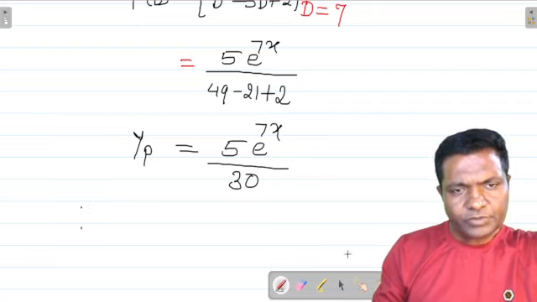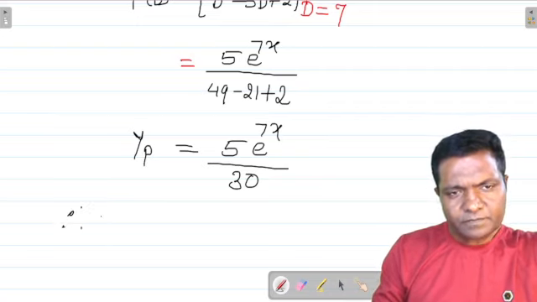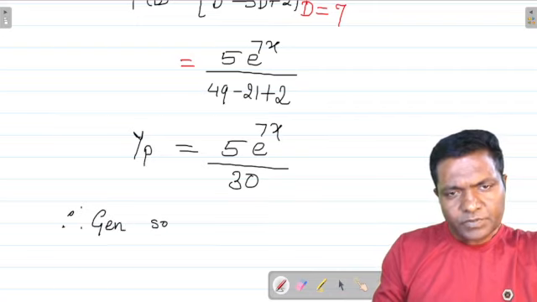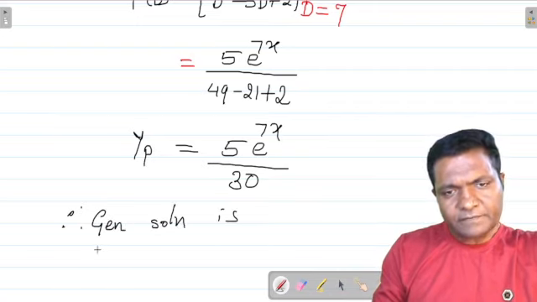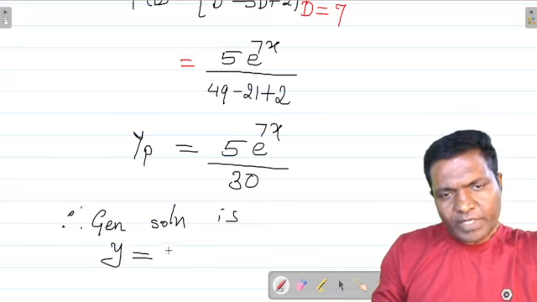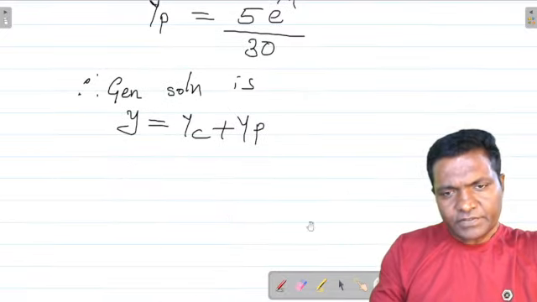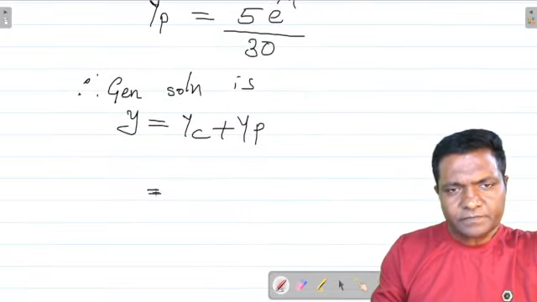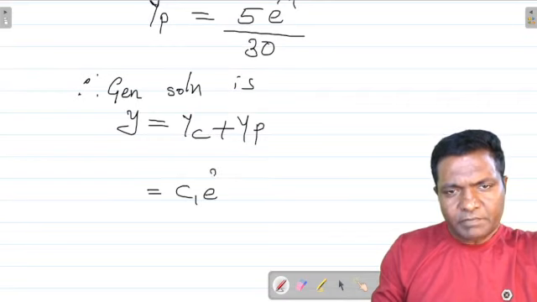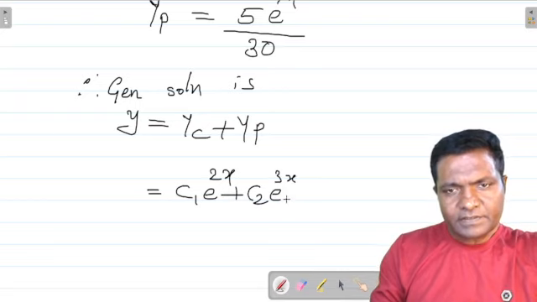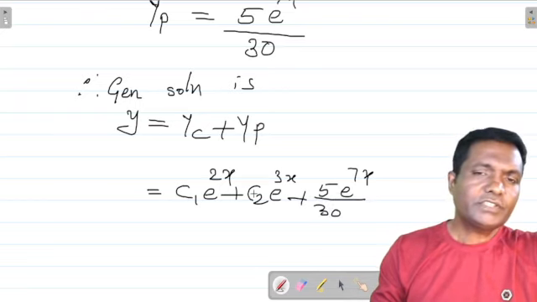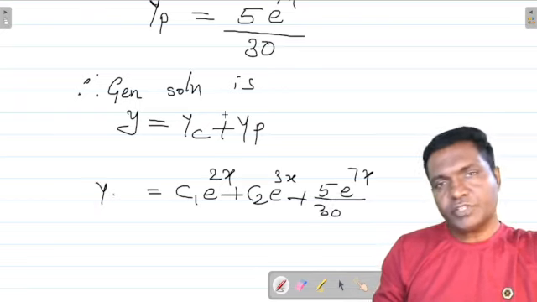Therefore your general solution is given by y equal to yc plus yp. So whatever your yc is, you would write c1 e power 2x plus c2 e power 3x, plus your yp, which is 5 e power 7x by 30. So this is how you would write the general solution.